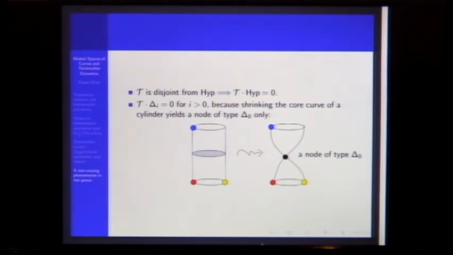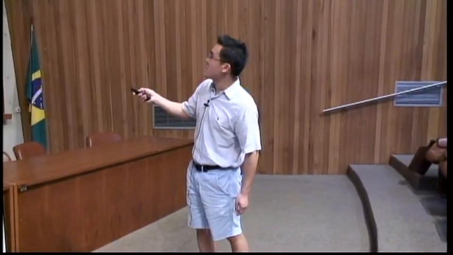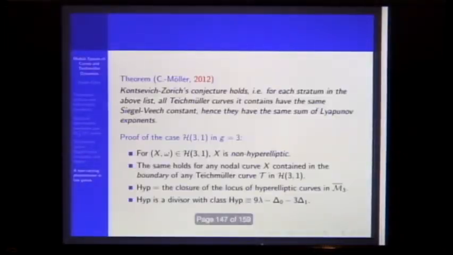This is essentially due to the following topological fact. You have a cylinder, and you shrink the core curve to a node along the Teichmüller curve. This resulting node is always non-separating because the core curve as a class in H1 is not a zero class. You cannot get a separating node. Otherwise, it would be a zero class in H1. So this node is always of type delta zero. In other words, in the class of Hyp, you can ignore any higher boundary divisor. Just keep delta zero and lambda. That's enough for our purpose.